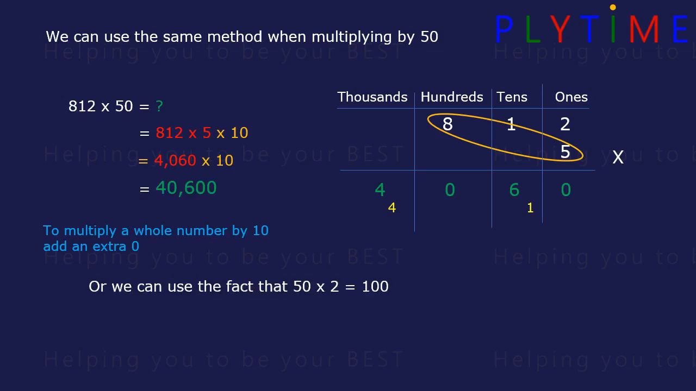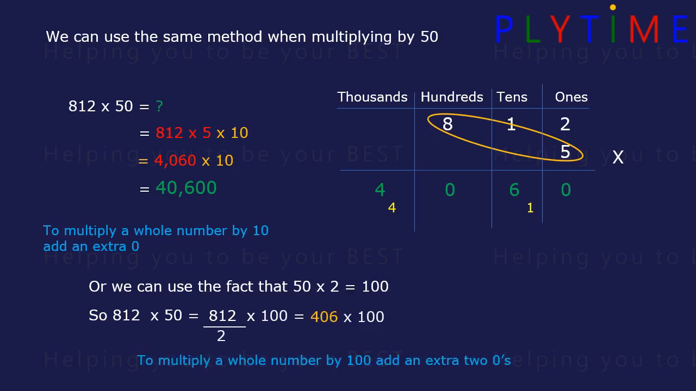We could use the fact that 50 times 2 equals 100. So 812 times 50, if we divide 812 by 2, we can multiply by 100. 812 divided by 2 is 406, and that multiplied by 100, when we're multiplying a whole number by 100, we add 2 extra zeros. So it's 40,600.